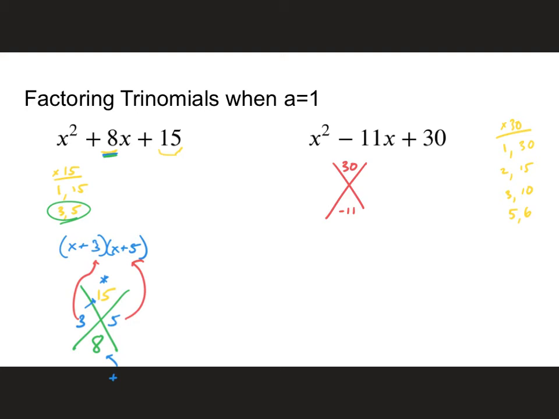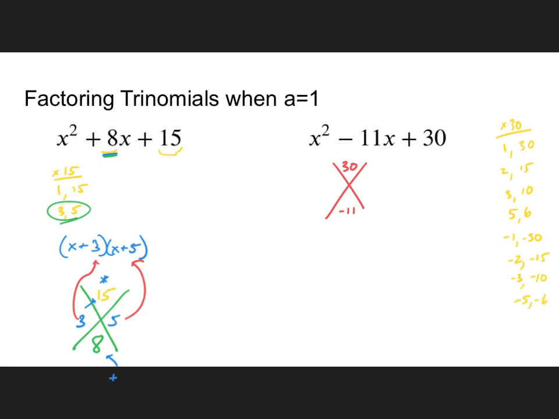But none of these will add together to give me negative 11. 5 and 6 add together to give me positive 11, but not negative 11. So you have to remember that this is positive 30, which means negative 1 and negative 30 work. Negative 2 and negative 15 work. Negative 3 and negative 10, negative 5 and negative 6.